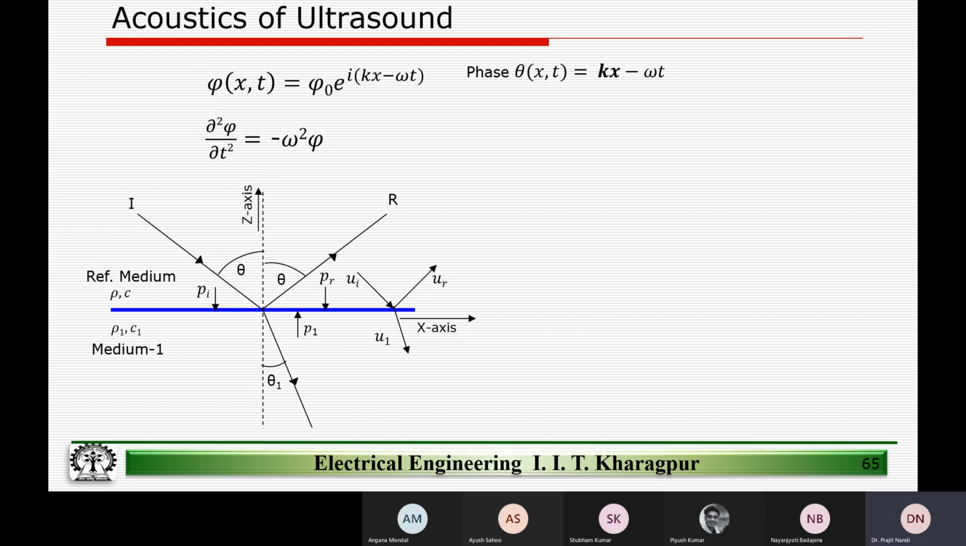Let's say we have this reference medium where our sound wave is propagating, and this is another medium 1. The reference medium has a density rho and c, and the second medium has rho 1 and c1. So the pressure that is incident, when you are talking of pressure, we don't talk of direction as such. We say that the pressure will be normal to the surface that we have shown.